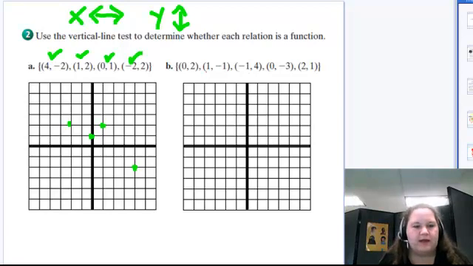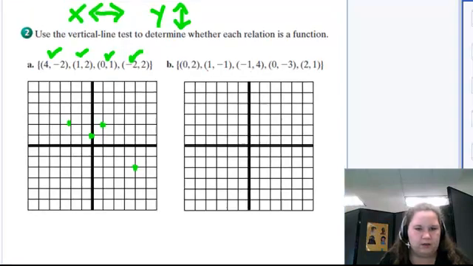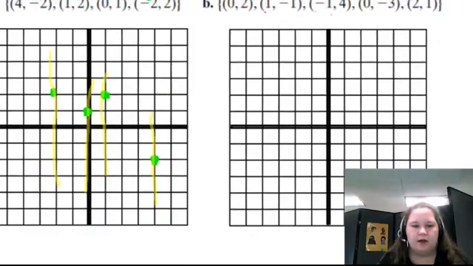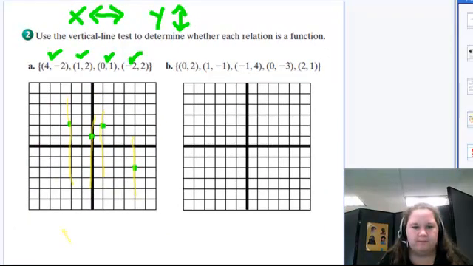Now I don't exactly have a pencil that I can put on the screen to show you whether this goes in a line or not. But what I can do is just come back with the highlighter and highlight in yellow each one. So I go down, down, down, down. Are any of my points on the same yellow line? Absolutely not. So this right here is a function, guys.